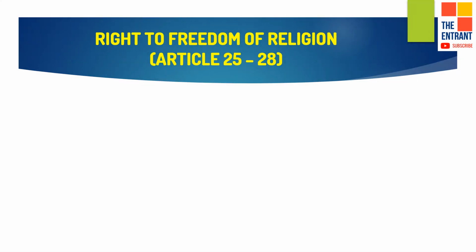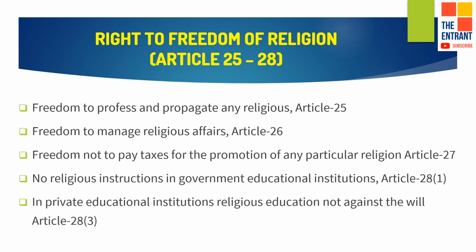The fourth fundamental right is right to freedom of religion, which runs from Article number 25 to Article number 28. Article 25, free to practice and propagate religion of one's choice. It can be limited on the grounds of public health, order and decency. Article number 26, right to establish and maintain religious and charitable institutions, manage its affairs and properties.